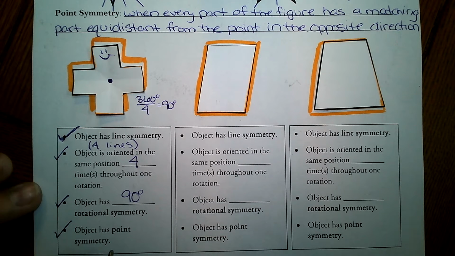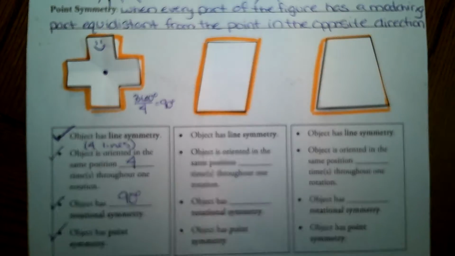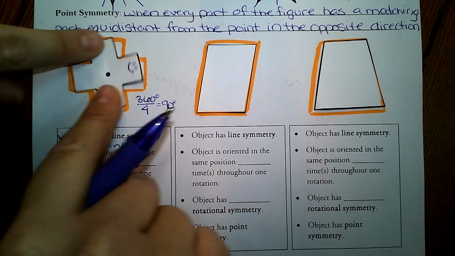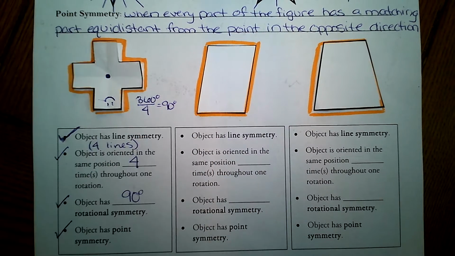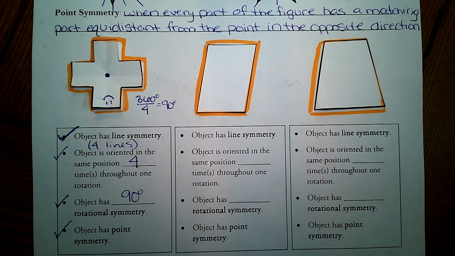You guys, a very, very easy way to determine whether a figure has point symmetry is, can you flip it upside down? Can you rotate it upside down? So let's take our happy face again. It's on the top. If I rotate this image upside down, it still fits into its original highlighted area, so it does have point symmetry.